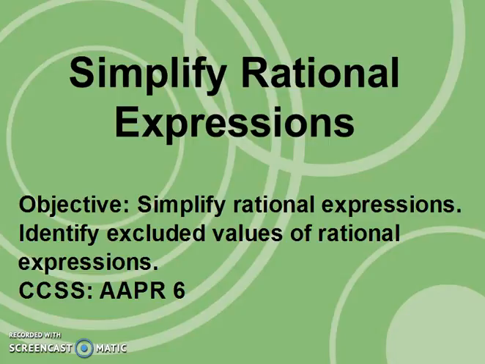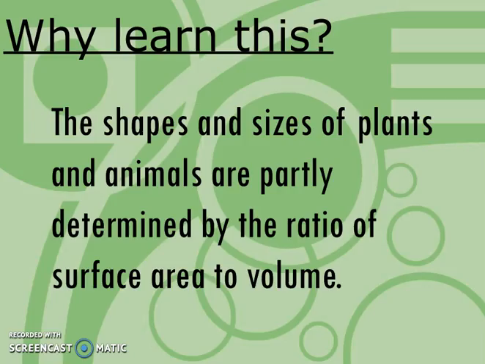Simplify rational expressions. Our objective is to simplify rational expressions, as well as identify excluded values of rational expressions. Why learn this? The shapes and sizes of plants and animals are partly determined by the ratio of surface area to volume.